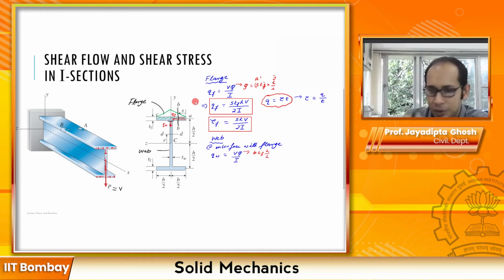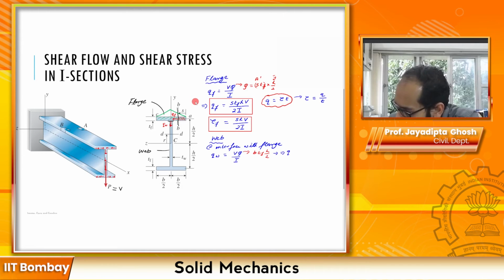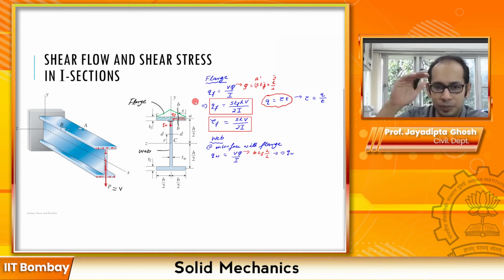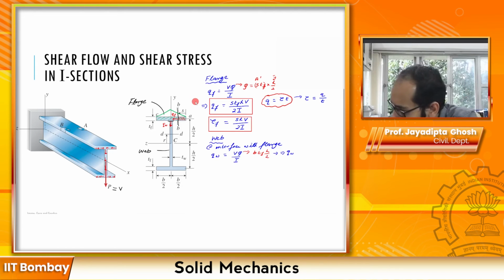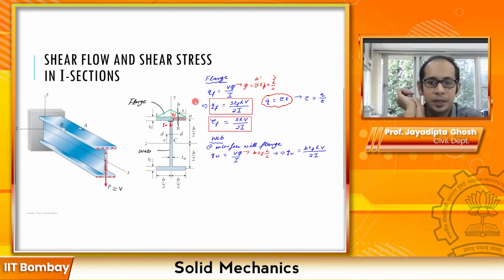So now if you back substitute in this one, what this expression essentially gives you is your Q of W, but remember this is at the interface with the flange. What you get is B times TF times H V divided by 2I, right? So this is the value of Q that you get at the interface.